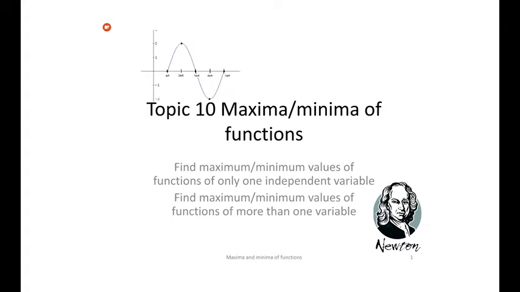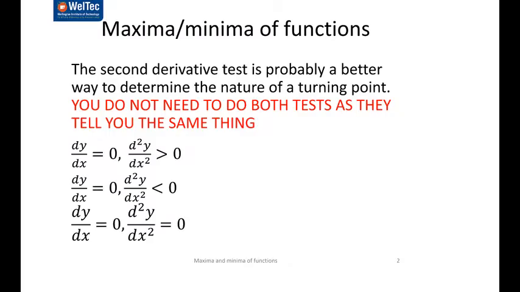Topic 10, Part 2. In Part 2, we're going to move on from using the first derivative test. We're going to see if we've got one test that will encapsulate the first derivative test, but using one calculation. Probably you will find the second derivative test a better test to use. There's fewer calculations to do. You're not likely to be looking at the left-hand side when you really need to be looking at the right-hand side, and so on. You most certainly do not need to do both tests, as they tell you the same thing.